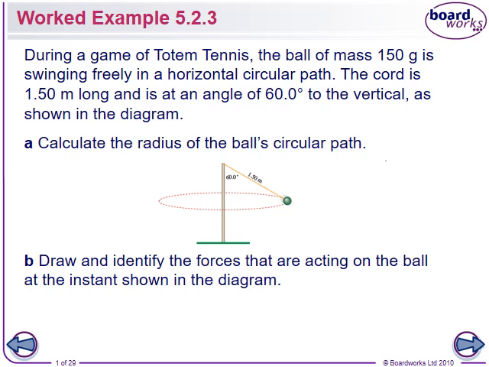How are we going to solve that? Trig, yep. So what have we got? We want the opposite and the hypotenuse. So that's sine. Sine 60 is equal to, let's call it R, R on H. So 1.5 times sine 60 will give us the radius.